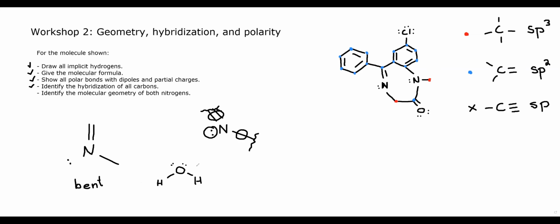Because again, we're ignoring the lone pairs. So whether there's 1 lone pair on top, 2 lone pairs on top, doesn't quite matter. You can still get bent conformation if you have 2 bonds in this orientation. So that's the molecular geometry for that nitrogen.